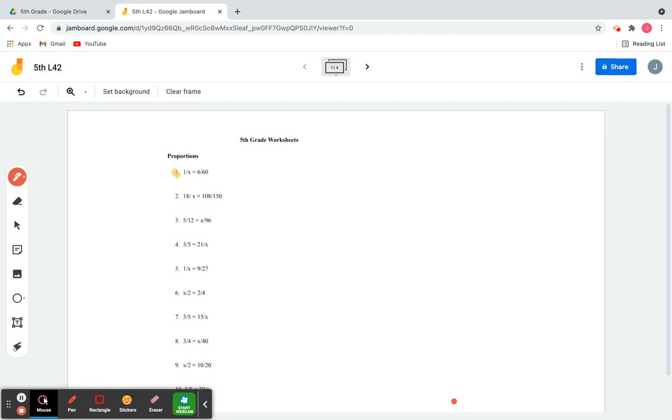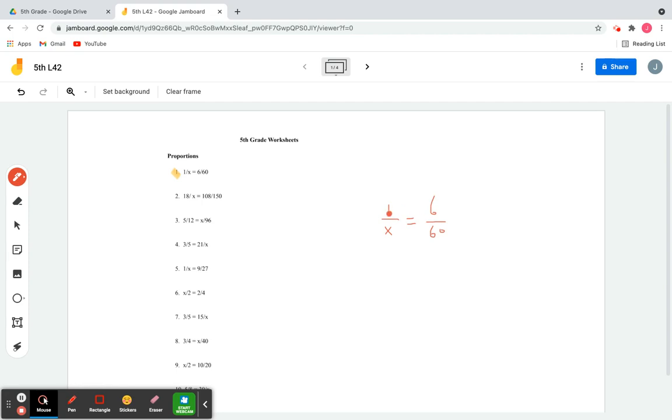So let's get started. The first one we're going to learn is proportions, and we're going to work on number 1 together. We have 1 over x is equal to 6 over 60. These two fractions are the same, and we don't know the denominator for this fraction, right? We have both numerators for these two fractions, so we're going to look at those numerators.